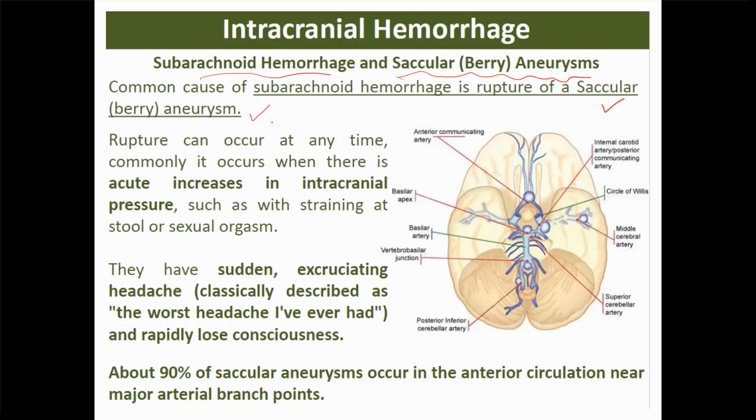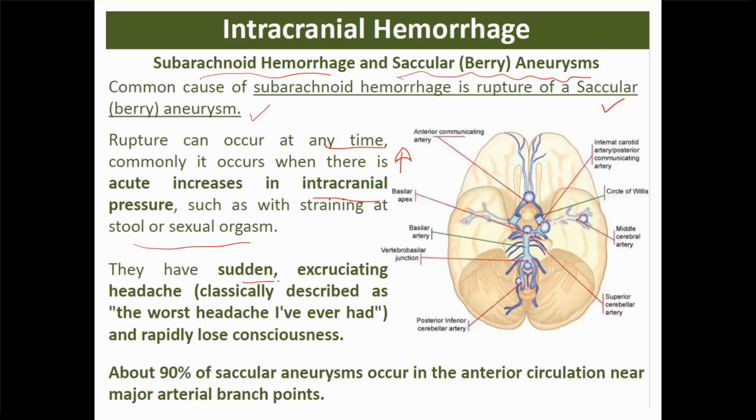So we already saw what the circle of Willis is. Now if you have an aneurysm at this location, and usually the shape is like a berry, so it's called a berry aneurysm, or saccular aneurysm. Rupture can occur at any time. Commonly it occurs when there is an acute increase in intracranial pressure, such as while straining at stool or sexual orgasm.